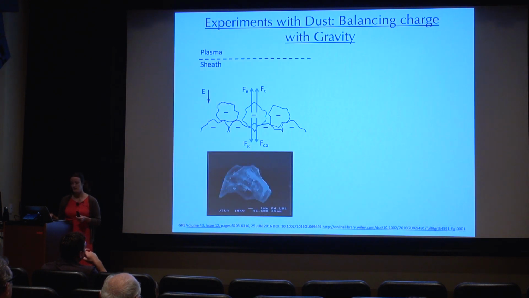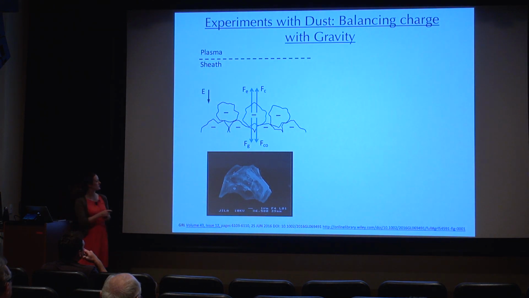Okay, I'm going to skip the next slide. This is just a fun other picture of a little lunar dust grain particle. They're very complex, so you can get really complex electric fields even on the dust grains themselves.